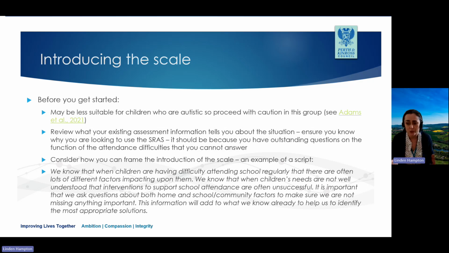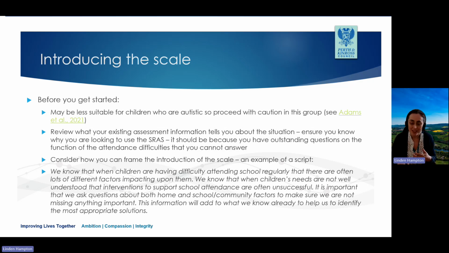We've suggested one here. You could write your own one. And it's coming back to the research evidence and being really factual about it. So we could say something like, we know that when children are having difficulty attending school regularly, there are often lots of different factors impacting upon them. We know that when children's needs are not well understood, interventions to support school attendance are often unsuccessful, sadly.